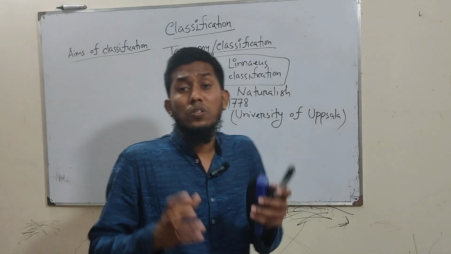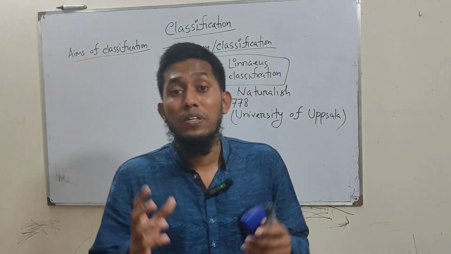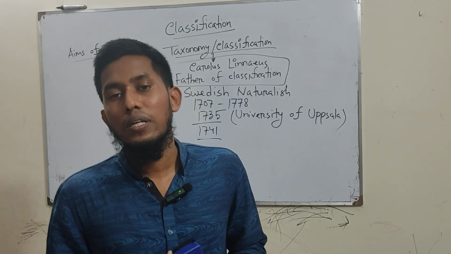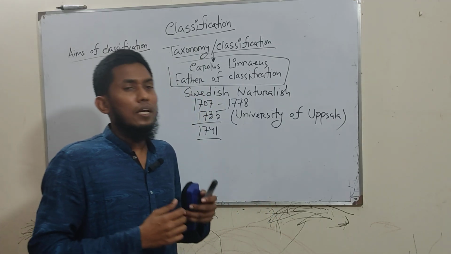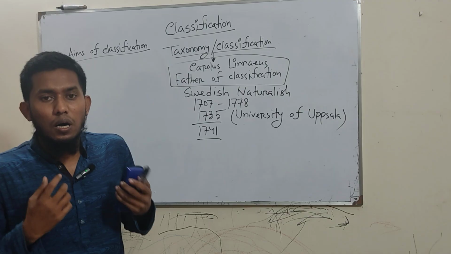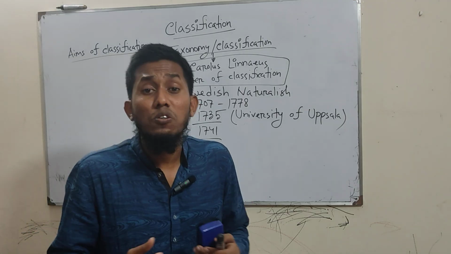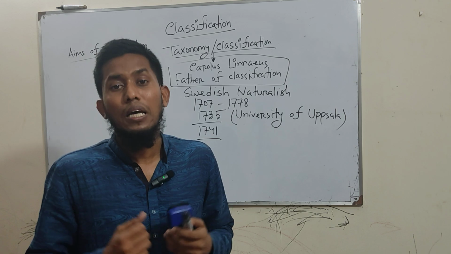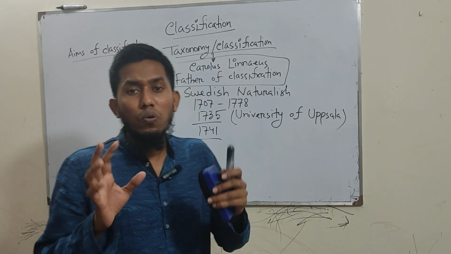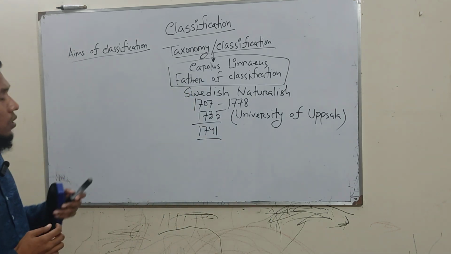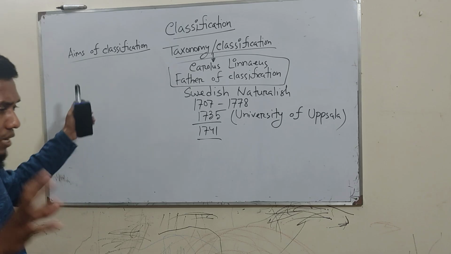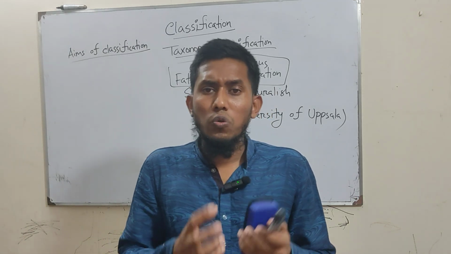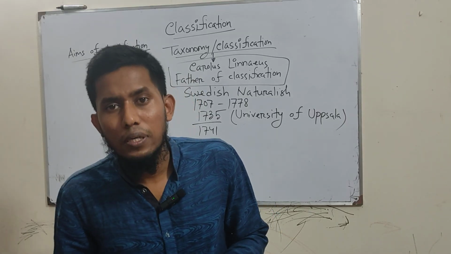And classification helps to identify the beneficial organism. Classification helps to identify the useful organism. And classification helps to identify the extinct organism so that we can take measures to save them. That's why we need to know about classification. These are the aims, and classification also helps to know groups and subgroups of organisms.